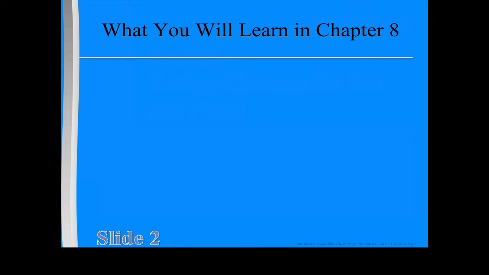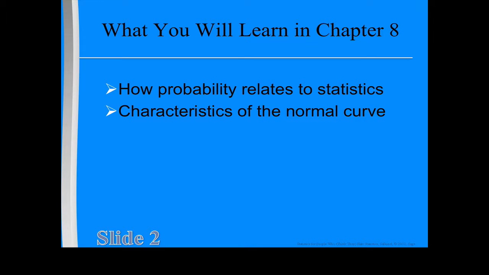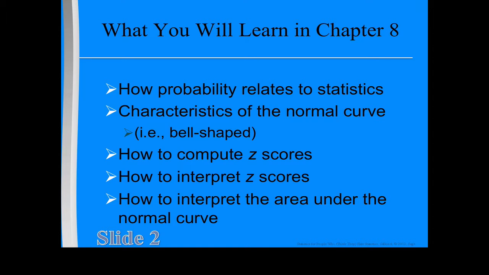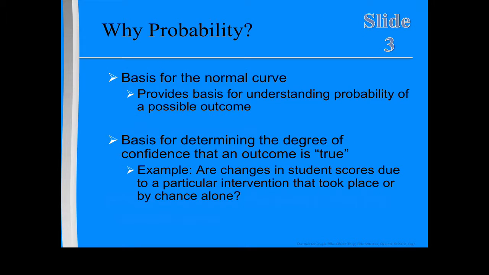What you will learn in Chapter 8: how probability relates to statistics, characteristics of the normal curve, i.e. bell-shaped, how to compute z-scores, and how to interpret z-scores, and how to interpret the area under the normal curve.